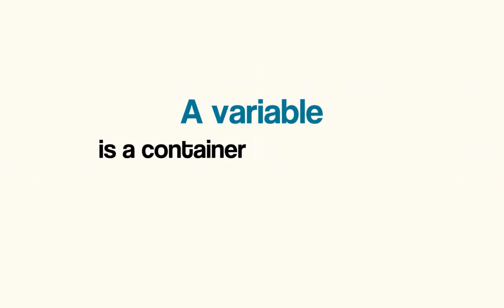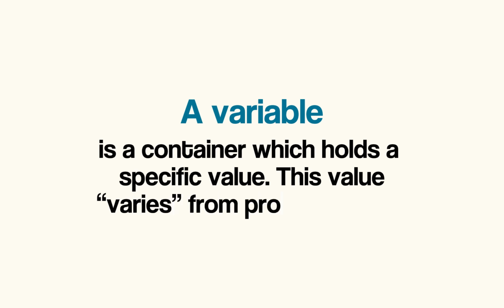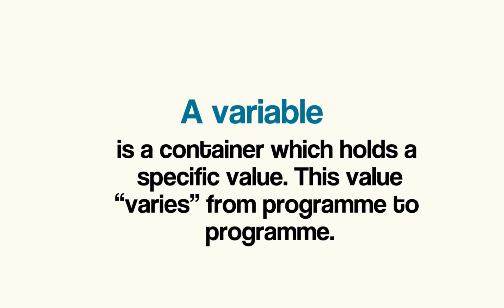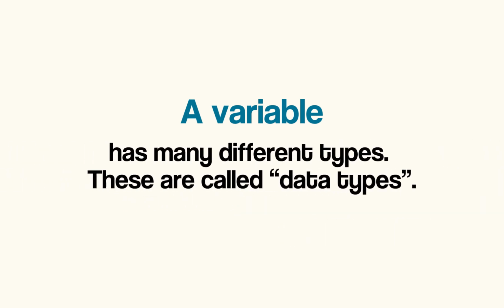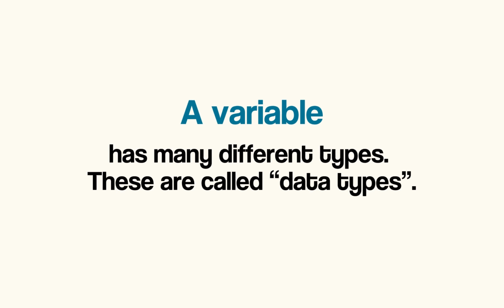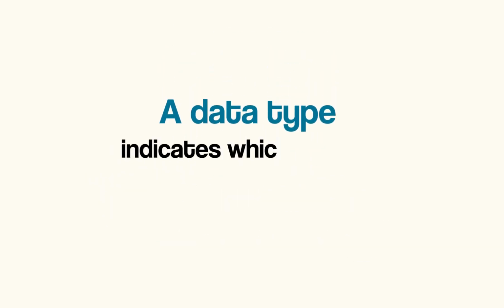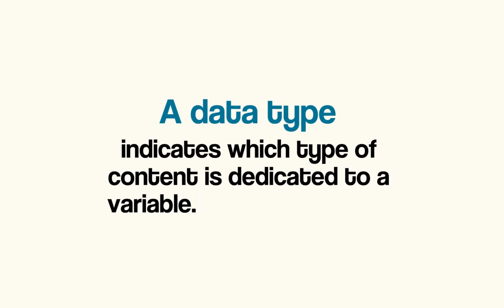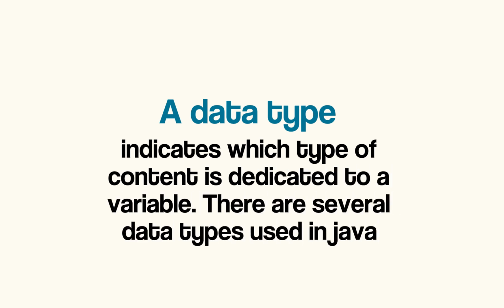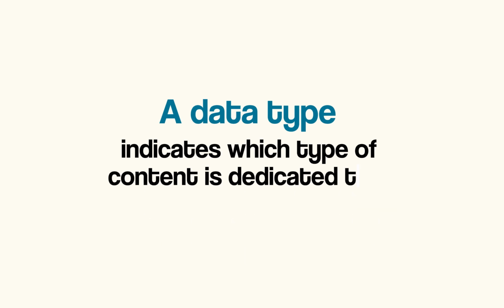A variable is kind of like a container. It stores a specific value or item within it. There are several kinds of variables. This is where data types come into play. A data type is the kind of content a variable can hold. So for example, a whole number is called an integer in mathematics. It is also called an int in Java, which stands for integer.